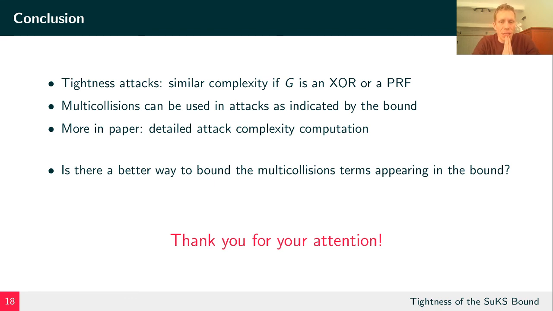The multi-collisions that we found in our security proof are not artifacts of the proof. They actually have a meaning, because there are attacks that match these multi-collision terms. In the paper, we elaborate in more detail on the attack complexity. We actually compute a success probability of the attack. There is still a very small loss in the bound due to the bounding of multi-collisions in general. But this is only a very small constant loss, though it will still be interesting to see how we can improve this. This concludes my presentation.